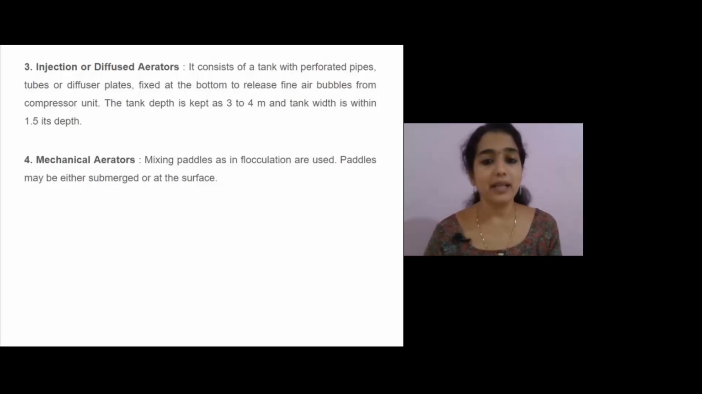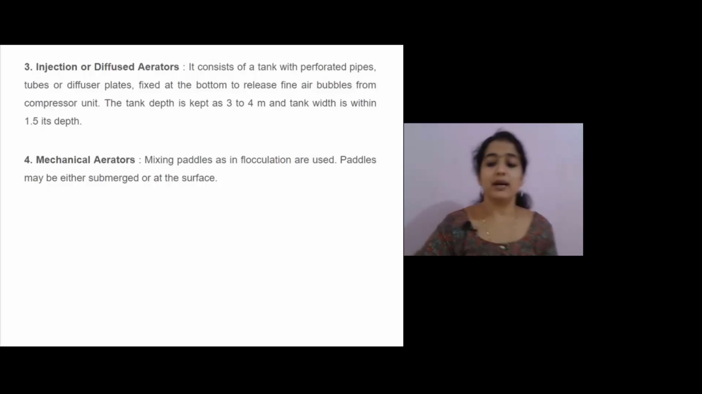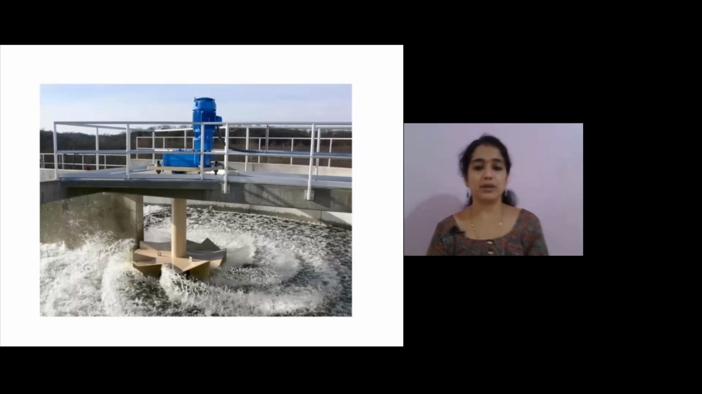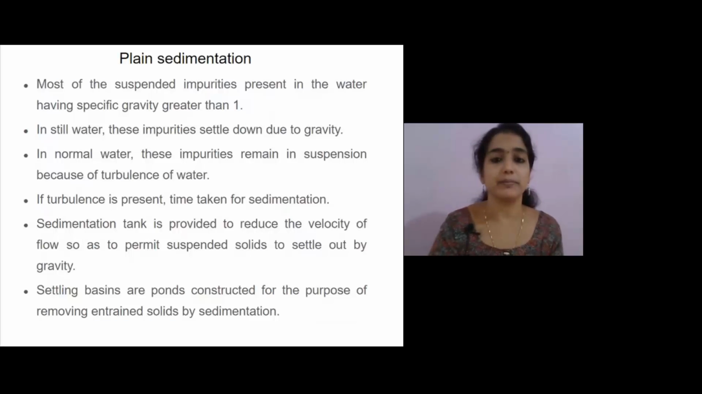Then the mechanical aerators. Mixing paddles, as in flocculation, are used. Paddles may be either submerged or at the surface. This is a picture of mechanical aerators. That is, a mixing paddle is used. Like we are mixing in a mixer grinder or producing a juice, we are mixing the water with the air. And more water gets in contact with the air and more air is induced or diffused into the water.